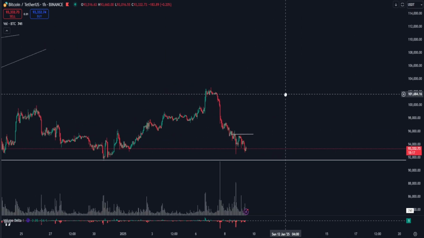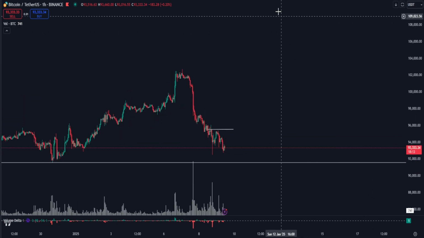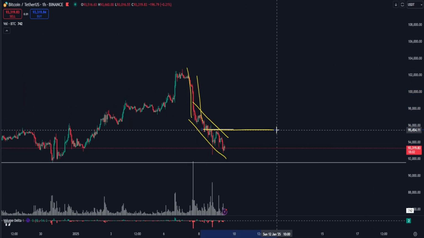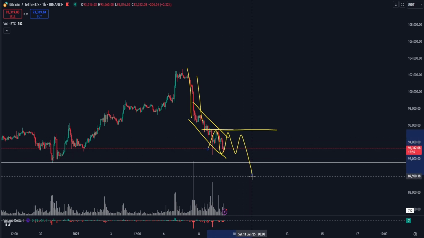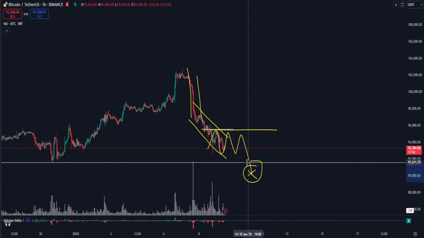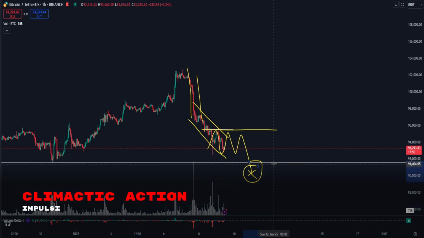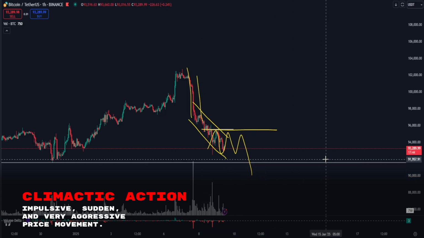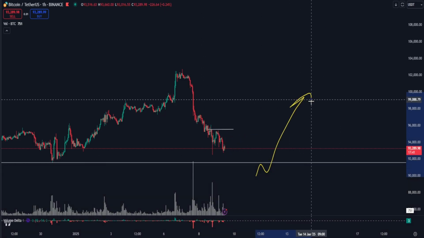In addition to everything we've analyzed across other assets, Bitcoin is also showing this pattern, a drop, a descending channel, and what we anticipate next is the price entering a range, followed by a bearish climactic action. This bearish climactic action wouldn't surprise us if it happens in a trap zone, meaning below the structure we've been discussing. However, after this, we expect the price to resume its upward movement.